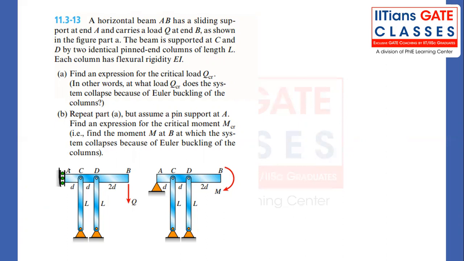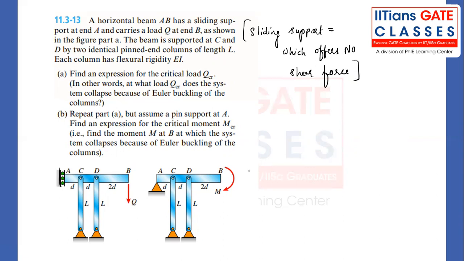Sliding support means, note down, the very first thing: a sliding support offers no vertical force, so it will allow the vertical deflections, but it will develop a resisting moment.